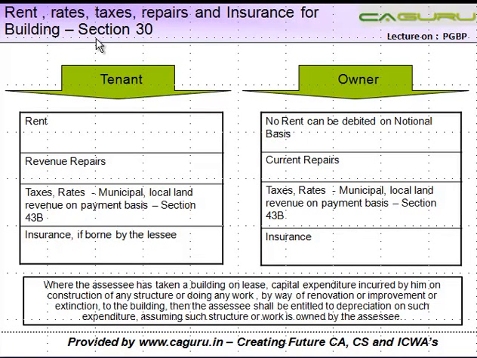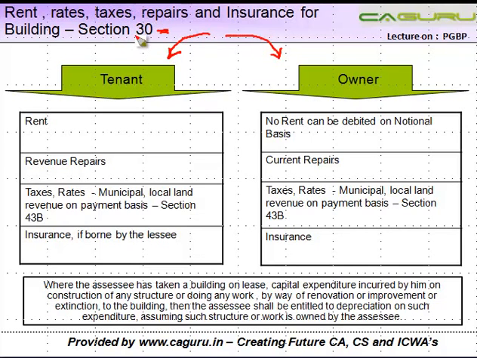Moving on, now we see how about rent, rates, taxes, repairs, and insurance for building. This is dealt with in section 30 of the Income Tax Act. Now there can be two situations. You can either own a building and use it for the purpose of your business and profession, or you might occupy a building and use it for the purpose of your business and profession.